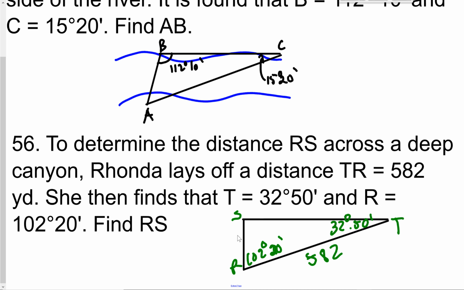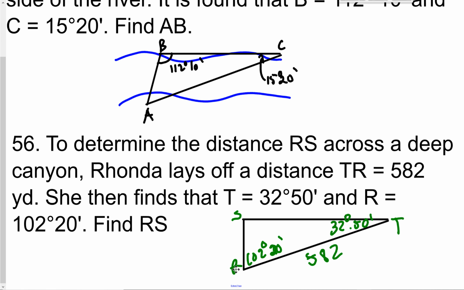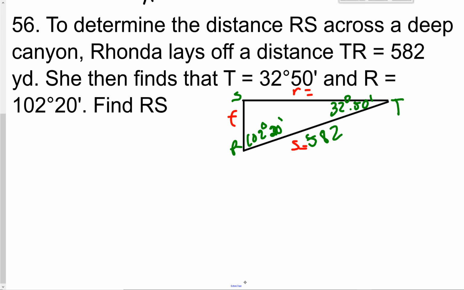But really, we're trying to solve for what's across the deep canyon, where you're across the river. I'm trying to find R and S, that distance R and S. I could just do little t if I wanted to. That's just little t. This would be little s, and this would be little r, right? So I want to use law of sines.